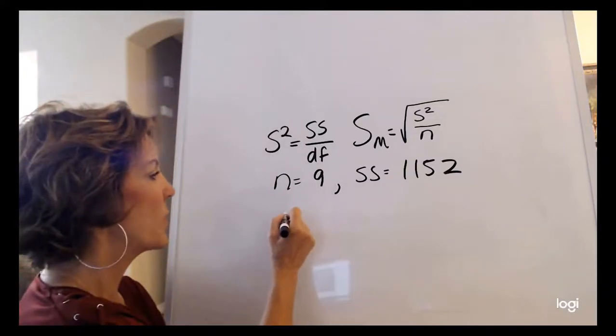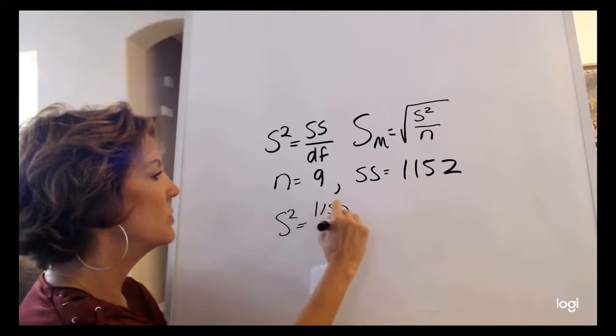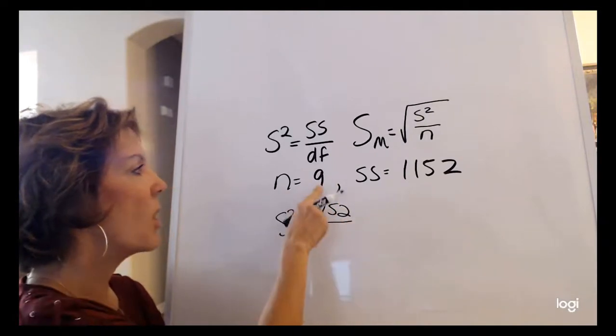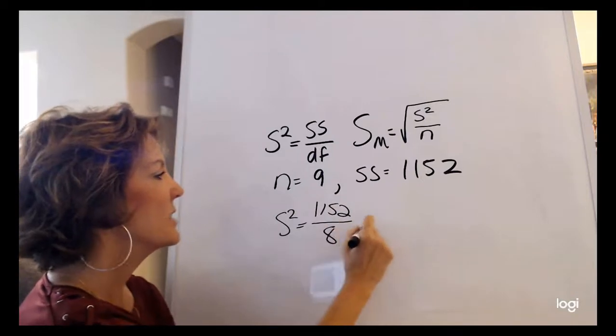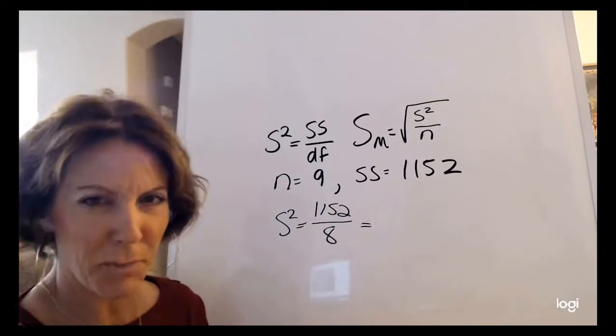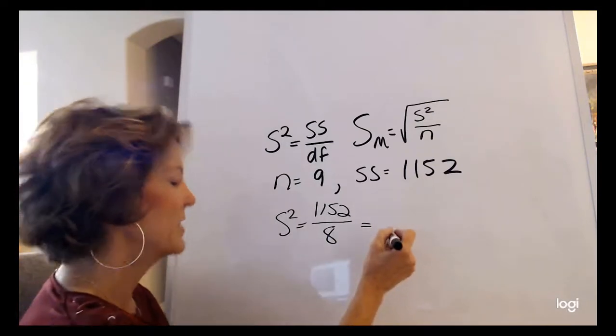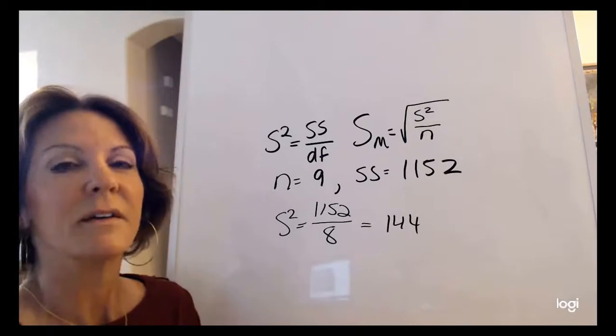Our sums of squares is 1,152. Our degrees of freedom are n minus 1, so this is going to be 8. So 1,152 divided by 8, you could pause the video if you need to figure it out, is 144. Okay, so we have the variance.